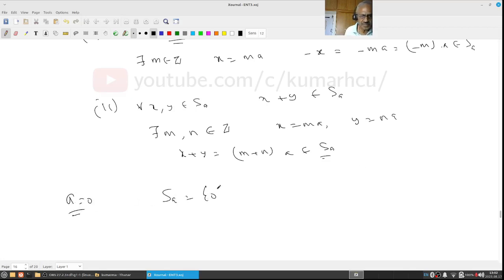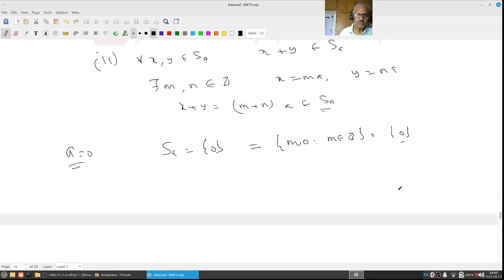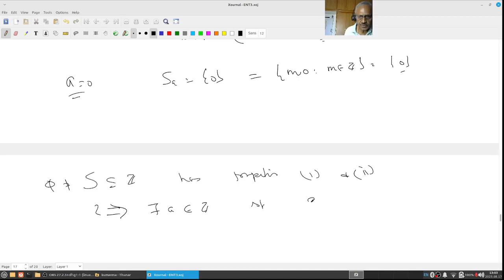So what happens if a is 0? S_a is singleton 0, because these are all multiples m times 0, m is in Z, therefore it is a singleton 0. You understand that? Okay. Now we want to know the converse. That is, suppose S is a subset of integers, non-empty, has properties 1 and 2. Does it mean there exists an integer a in Z, so that S equals S_a?